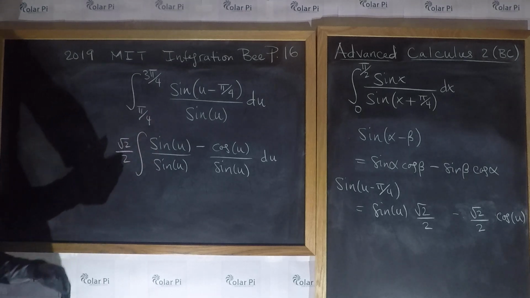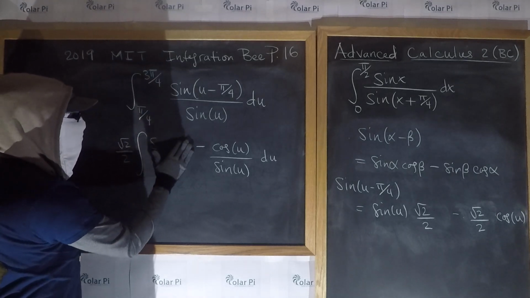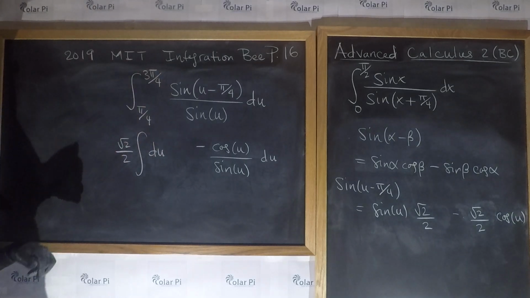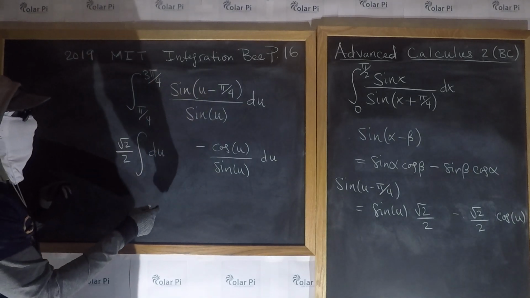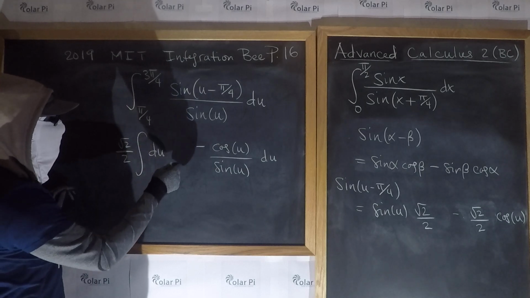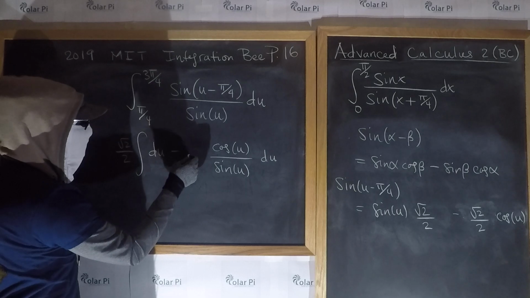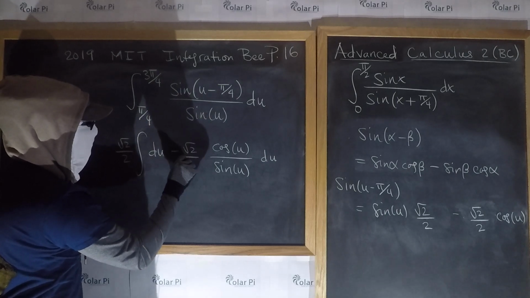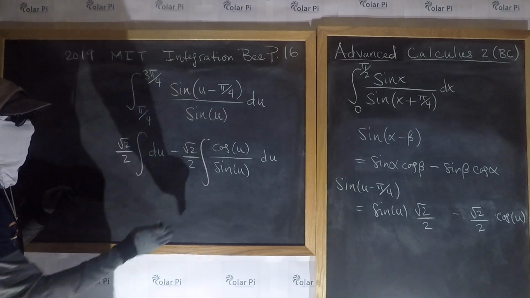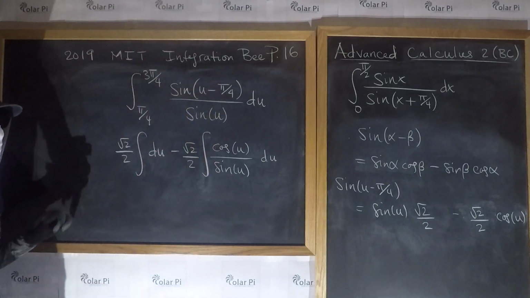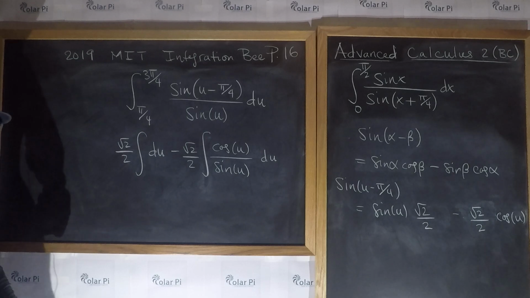Okay, now sine u over sine u is 1. So this is just 1 du, and I want to split them into 2 integrals, that's why I wrote the du here. So, and then I could go minus, right? And then root 2 over 2 integral cosine u over sine u du.